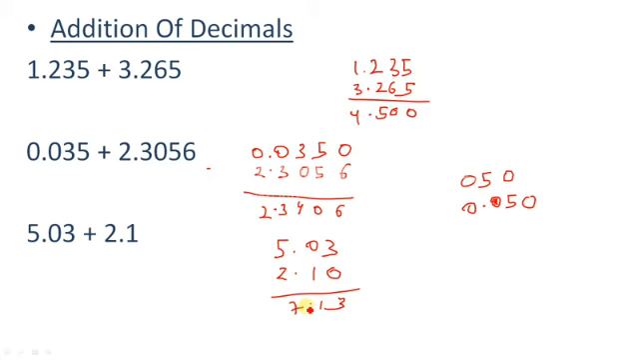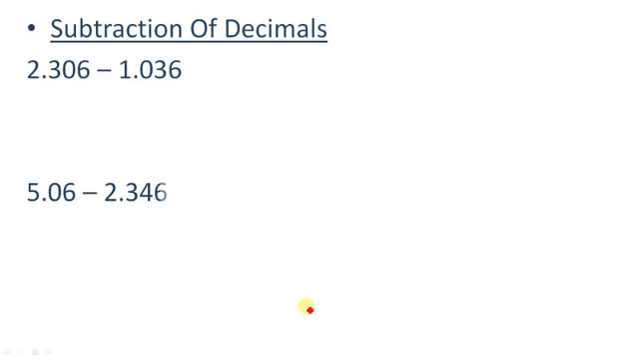Then we will study subtraction of decimals. Here also the place value is important. 2.306, sorry, we will write it again, 2.306 minus 1.036. Now we wrote according to the place value.